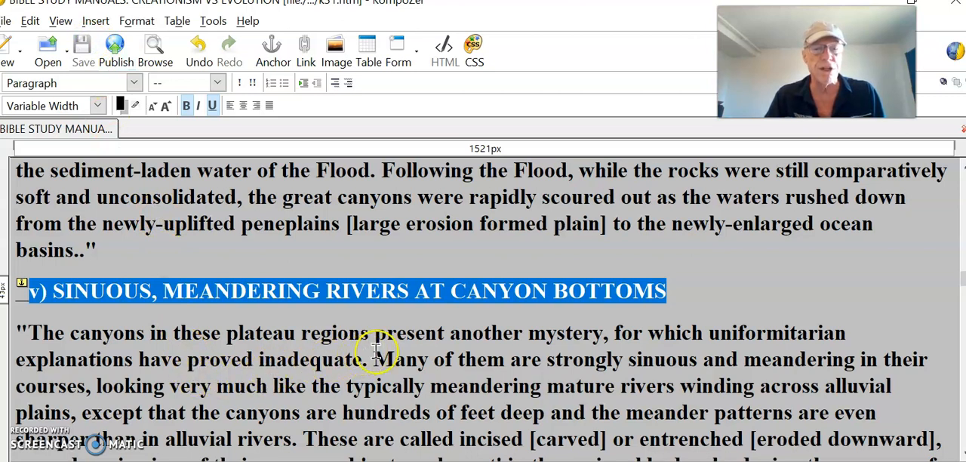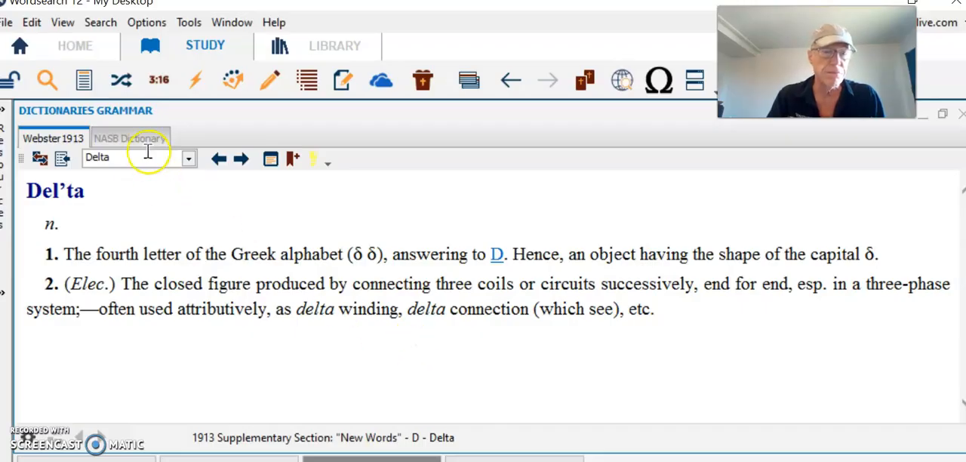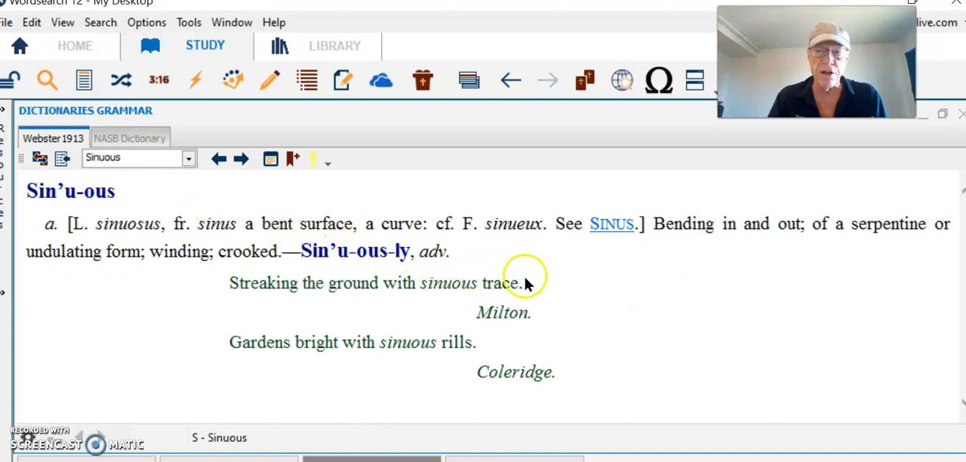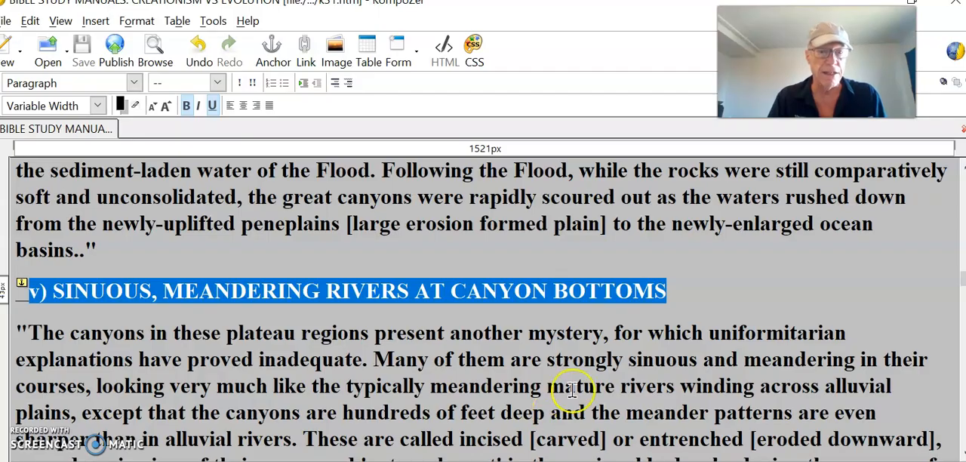The canyons in these plateau regions present another mystery for which uniformitarian explanations have proved inadequate. Sinuous, meandering rivers at canyon bottoms. Many of them are strongly sinuous and meandering in their courses. Sinuous, bending in and out of a serpentine or undulating form, winding, crooked, as we discussed these streams and canyons. Many of them are strongly sinuous and meandering in their courses, looking very much like the typically meandering mature rivers winding across alluvial plains, except that the canyons are hundreds of feet deep and the meander patterns are even sharper than in alluvial rivers.